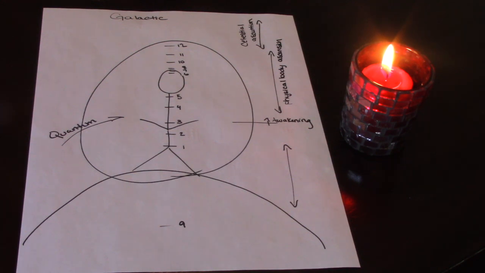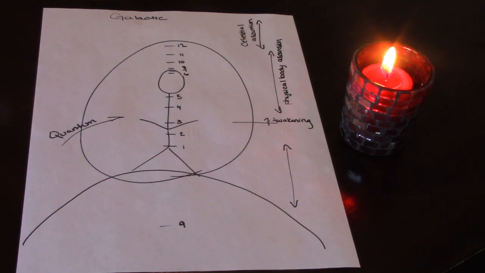But if you want me to make a video on the lower dimensions and chakras, I will. But for right now, to correlate this into physical body ascension and celestial ascension, I will be talking primarily about the 12 dimensions of physical matter, today talking about 8 through 12.